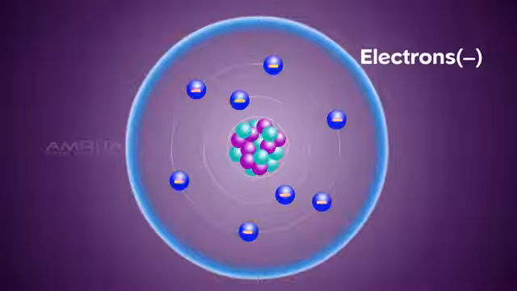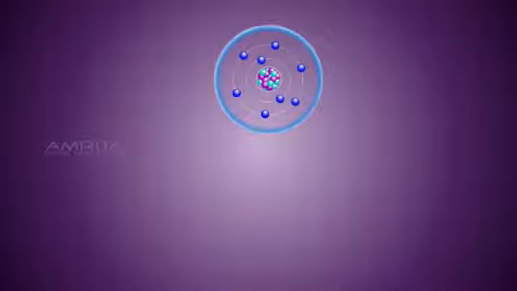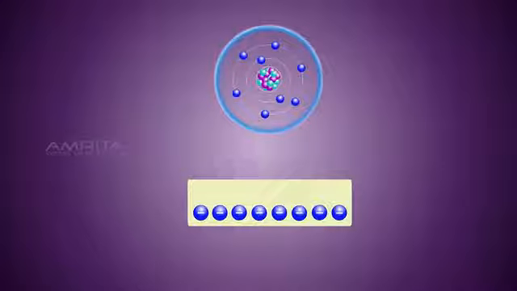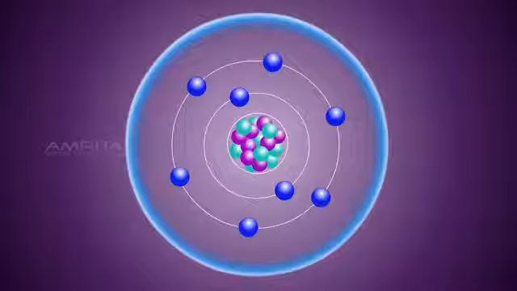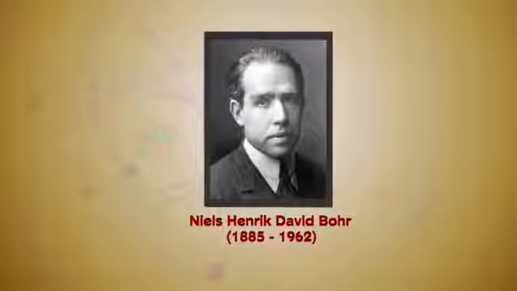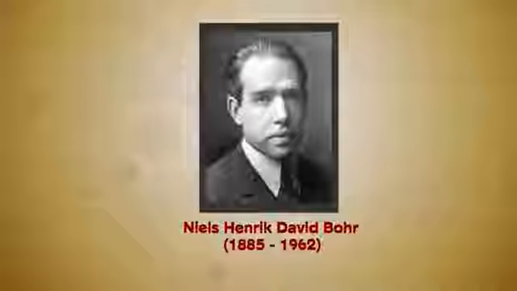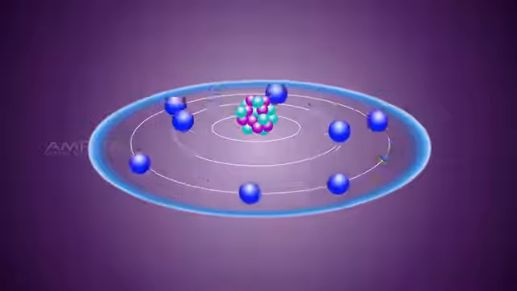Electrons are negatively charged and are located around the nucleus. An atom has the same number of negatively charged electrons as it has positively charged protons in the nucleus. Therefore, atoms are electrically neutral. Electrons are distributed in a definite path around the nucleus and are called shells or orbits. This concept was introduced by Niels Bohr. According to Bohr, different electrons revolve around the nucleus in their own different orbits.